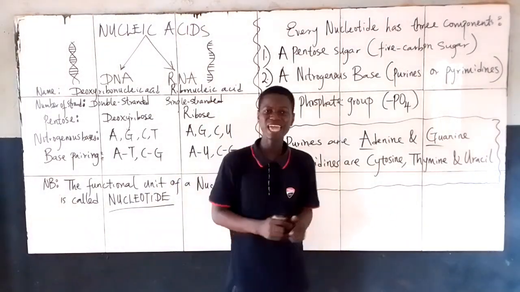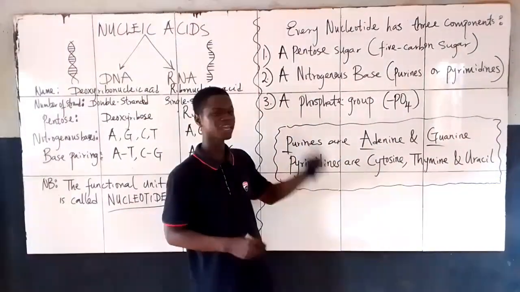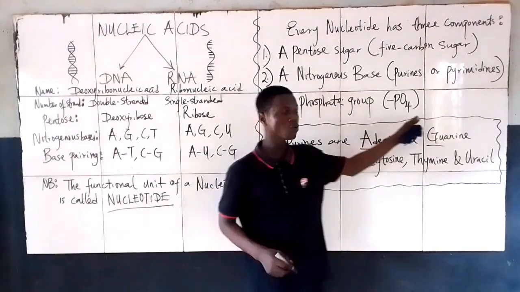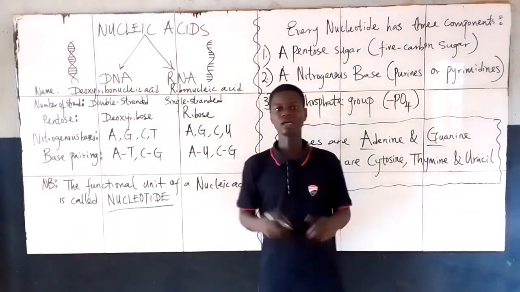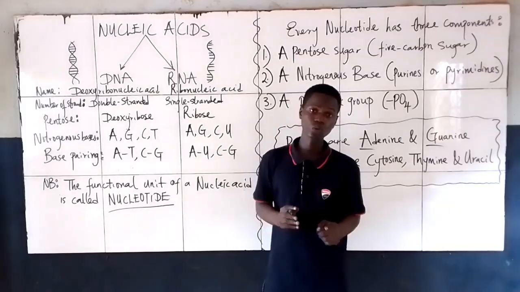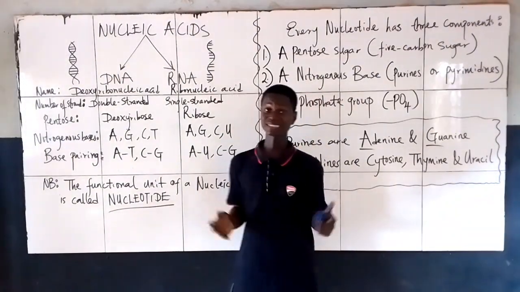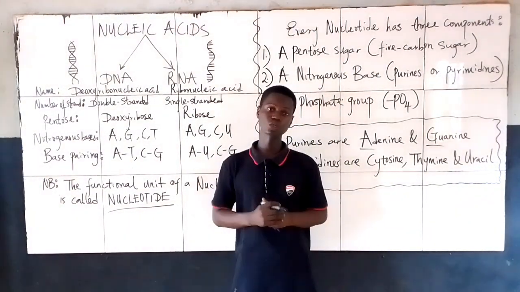And lastly, every nucleotide must have a phosphate group. And that is a PO4 radical attached to every nucleotide. So this is the summary of what you need to know under nucleic acid.